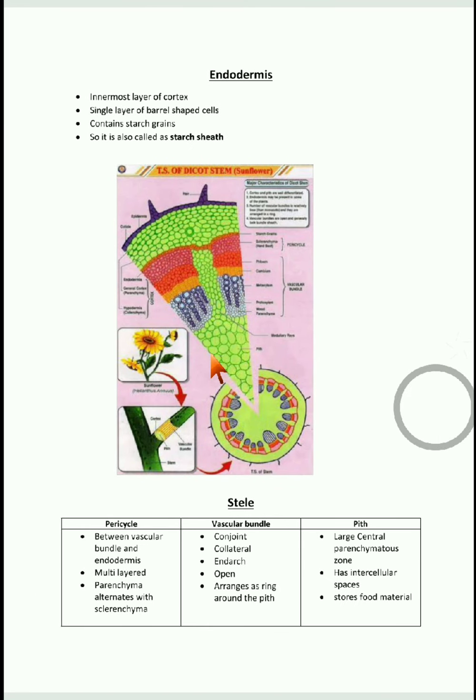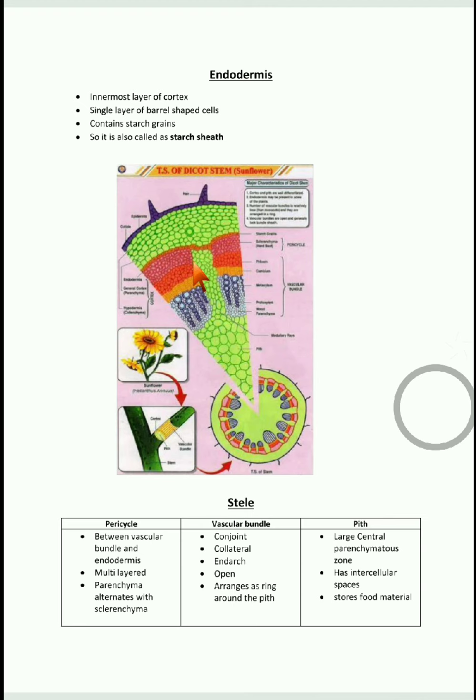Next we will see about the endodermis. This endodermis is the innermost layer of cortex. You can see this structure, and it is made up of a single layer of barrel shaped cells. Cells are more or less cylindrical or barrel in shape. Since it contains starch grains, it is also called starch sheath. Remember, endodermis has starch grains in them, so we call this endodermis starch sheath also. All those parts inner to endodermis are called stele.